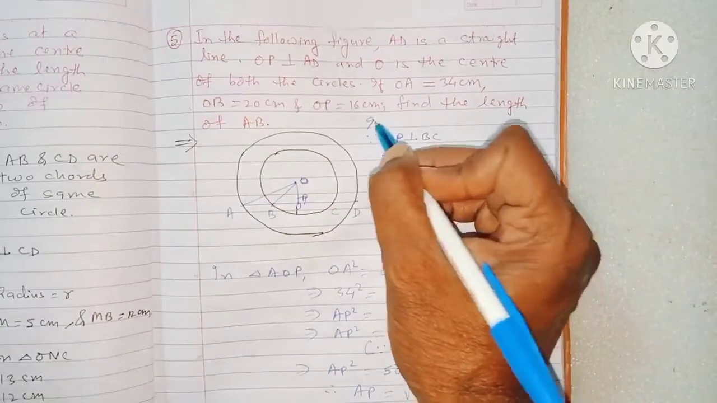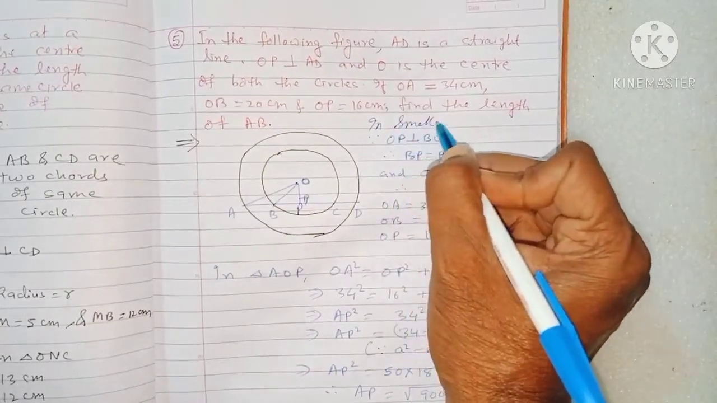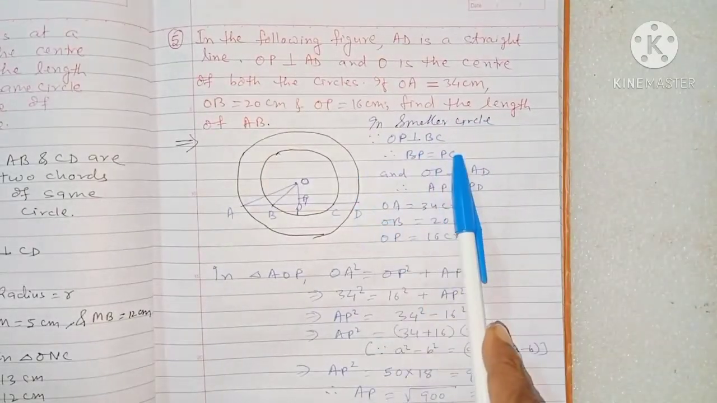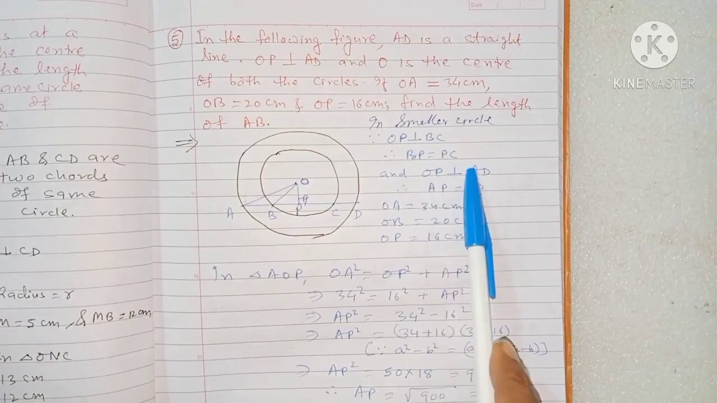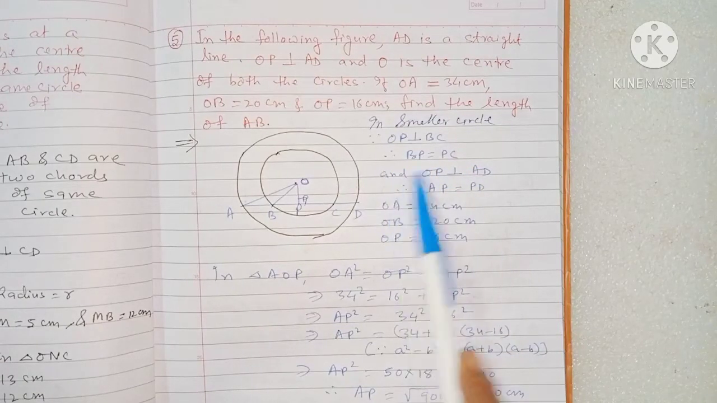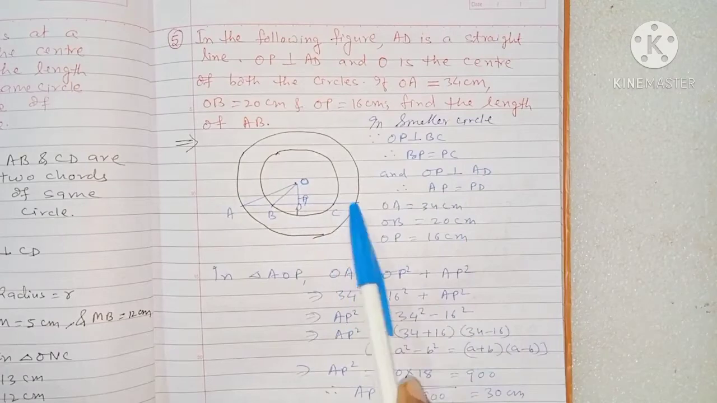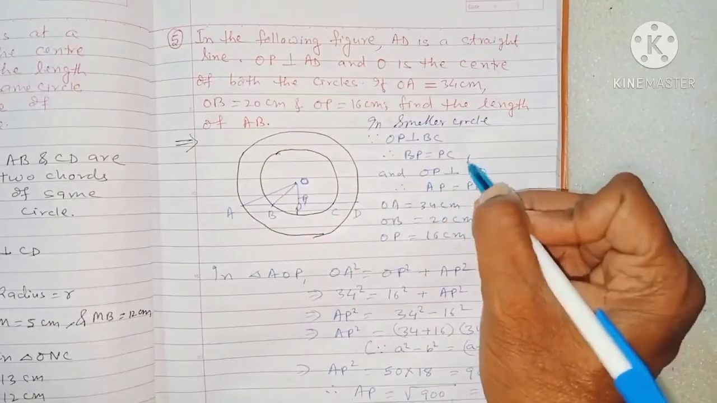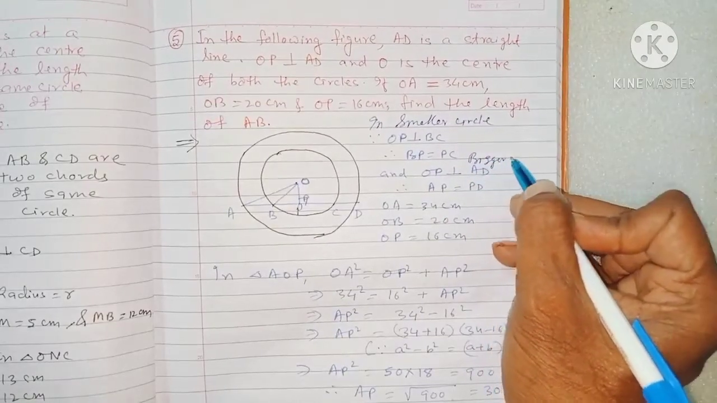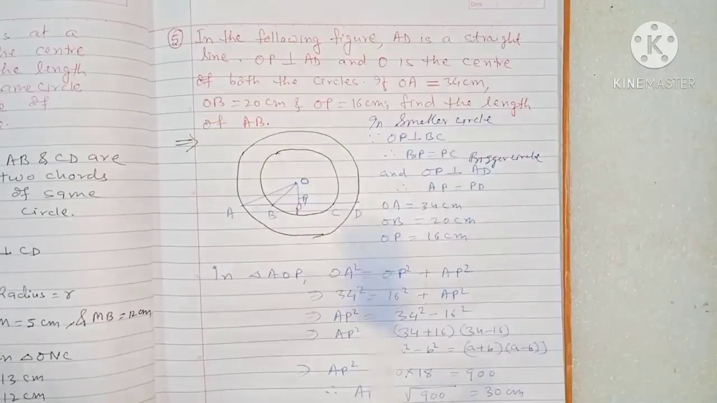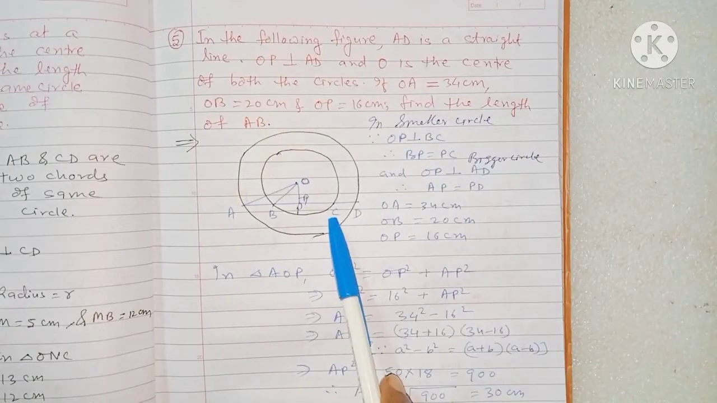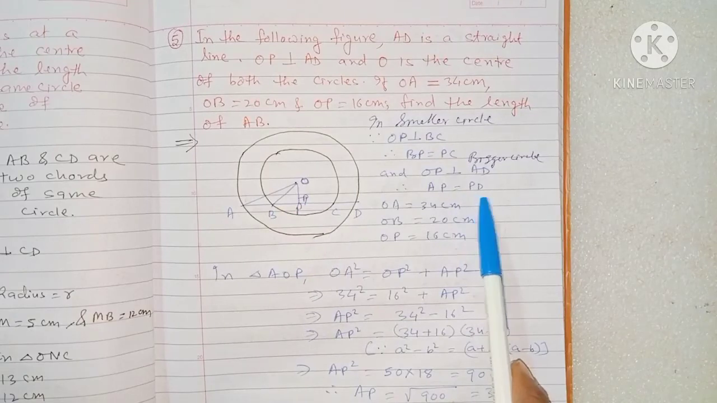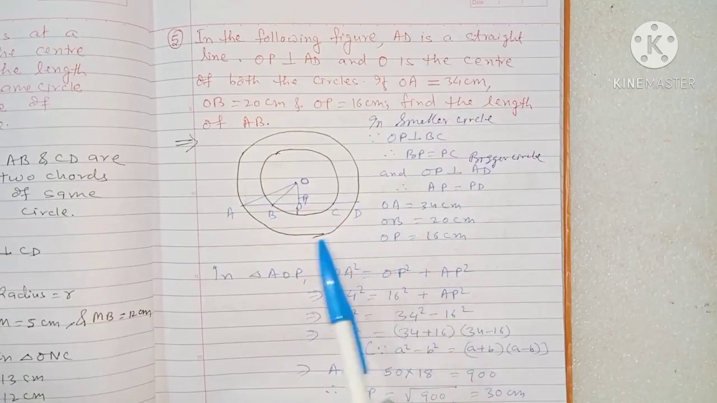In the smaller circle, since OP is perpendicular to BC, therefore BP equals PC, because a perpendicular bisects the chord. And in the bigger circle, OP is perpendicular to AD, therefore AP equals PD, because a perpendicular bisects the chord.